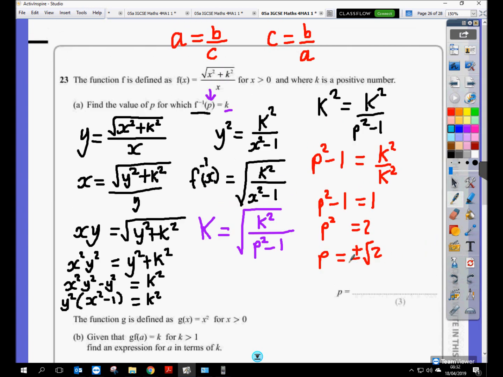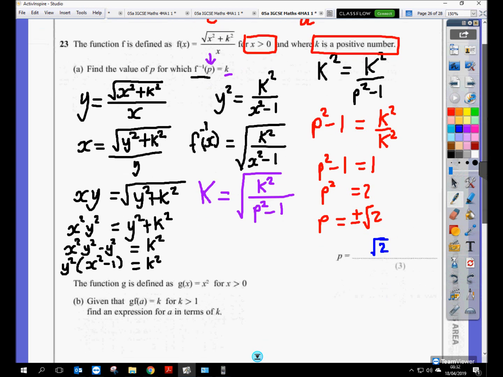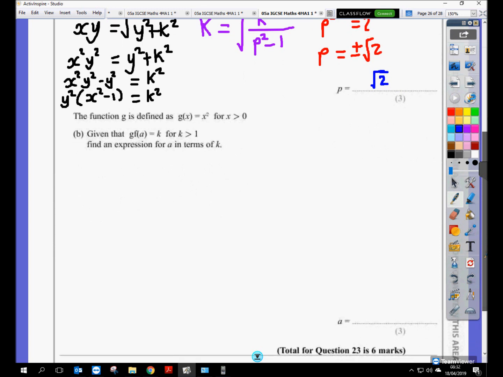There's some other information here about k and about x. k is a positive number, but also x is greater than 0. So what is p? p is an x value. We replace the x with p. So if x is greater than 0, that also means p is greater than 0. So the answer negative root 2 is invalid, and thus we write down the only answer to the question, which is root 2.